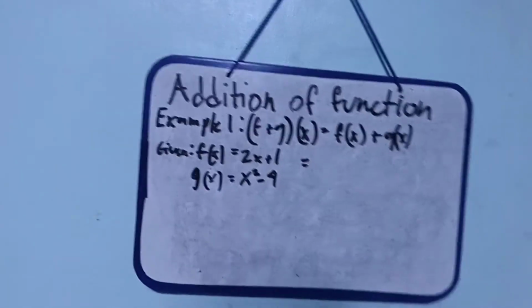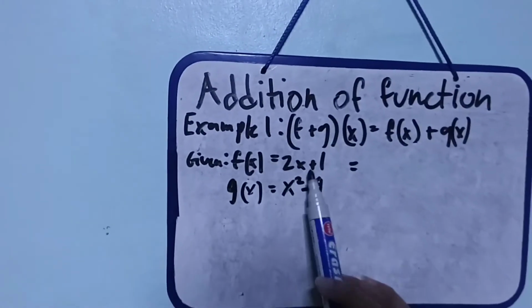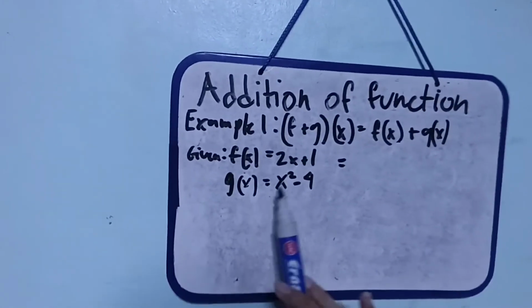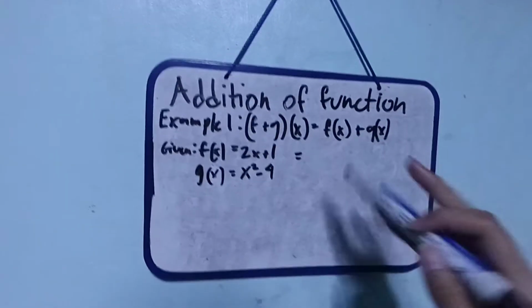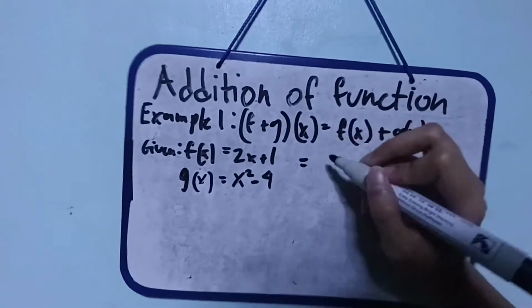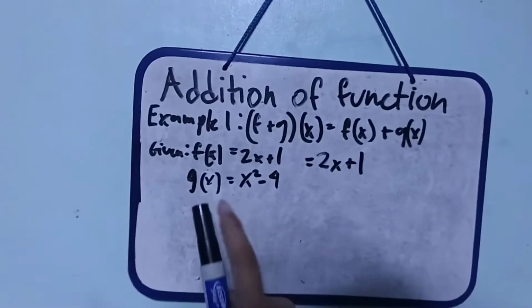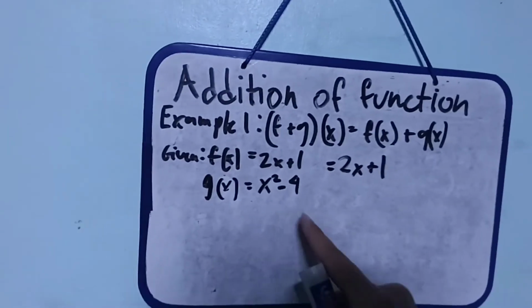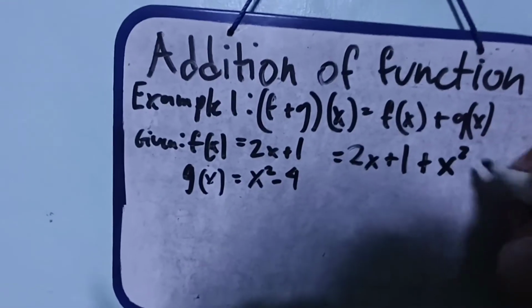So, paano nga ba ito? Our given here is f of x is equal to 2x plus 1, g of x is equal to x squared minus 4. First, ano natin ito? F of x. Our f of x is 2x plus 1 plus g of x. Our g of x is x squared minus 4. So, plus x squared minus 4.